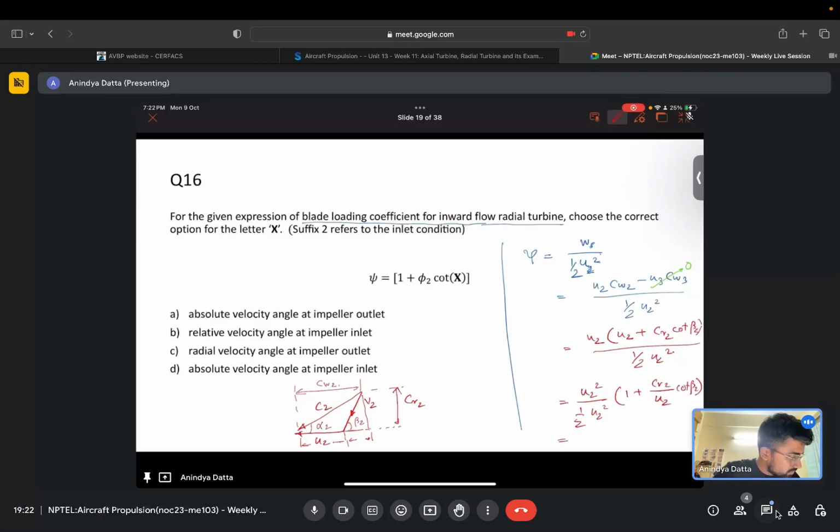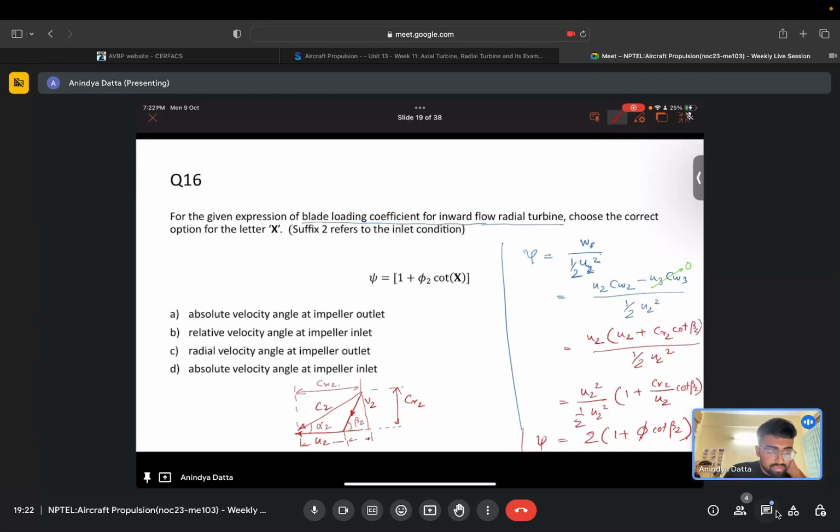If you just cancel, we get 2 times 1 plus. Now cr2 by u2 is our flow coefficient. Remember, in radial flow turbomachines the flow coefficient is equal to the radial velocity component divided by the blade velocity, and in the case of axial flow turbomachines it is equal to the axial velocity component divided by blade velocity. So for this radial flow turbomachine, phi is this, and that gives us this times cot beta 2. So there is this extra factor of 2 coming out because we used half u2 square.